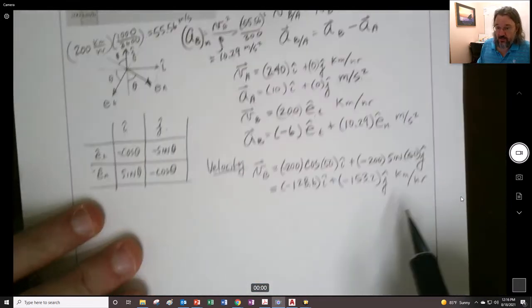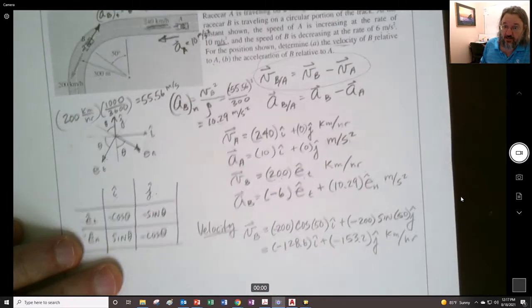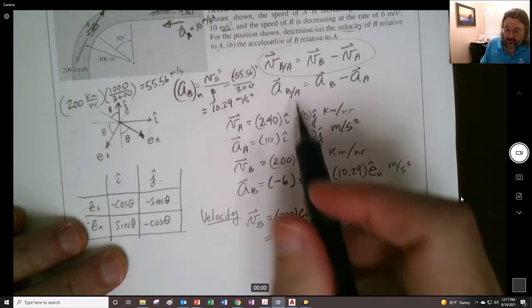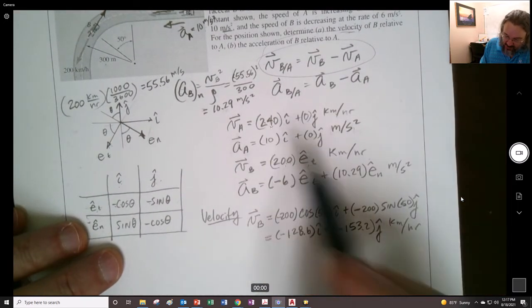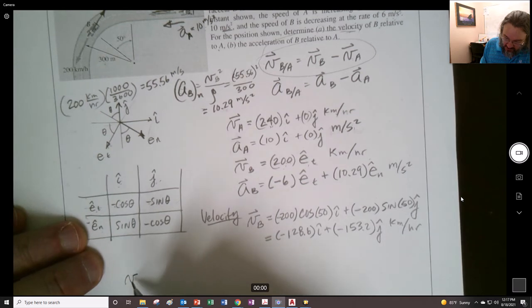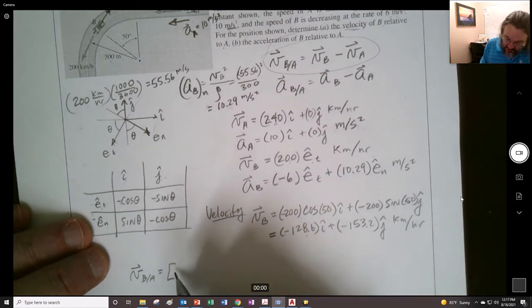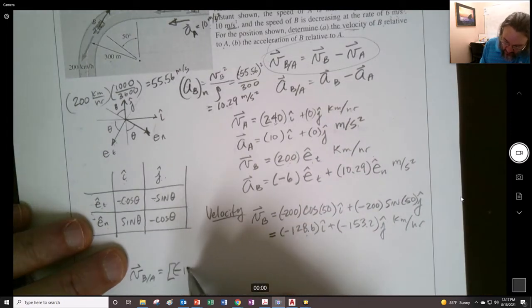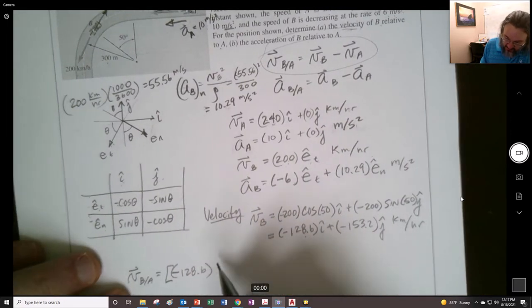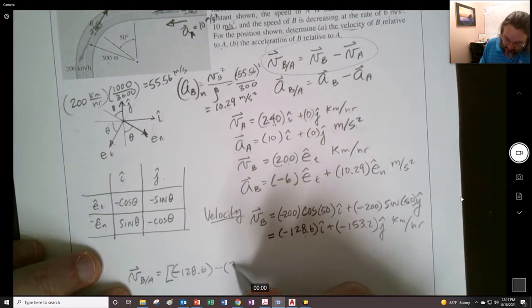All right. Now we could go to the thing we wanted to do all along in part A, which is find the difference between them. So we're going to subtract A from B. So here is A right there. So the velocity of B with respect to A is going to be equal to, well, first in the x direction, we do B first, right? And go negative 128.6 minus A, 240.